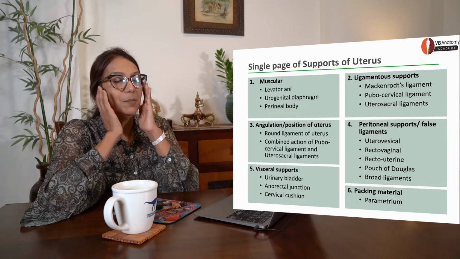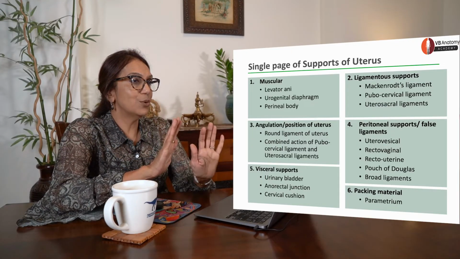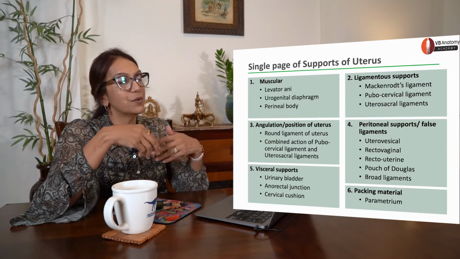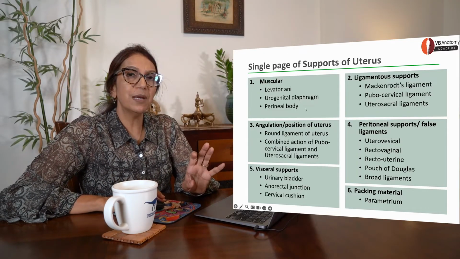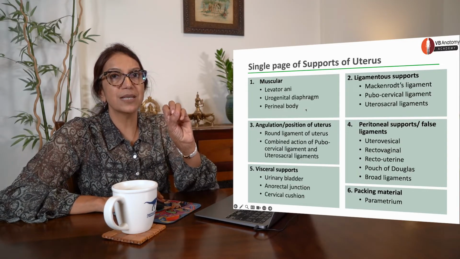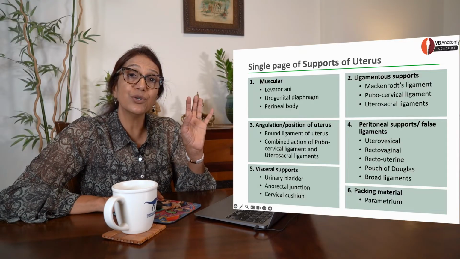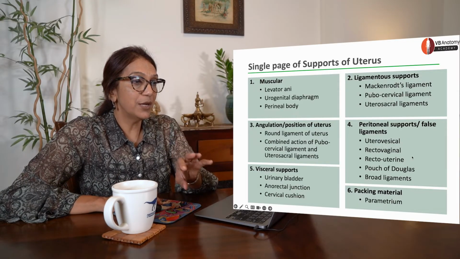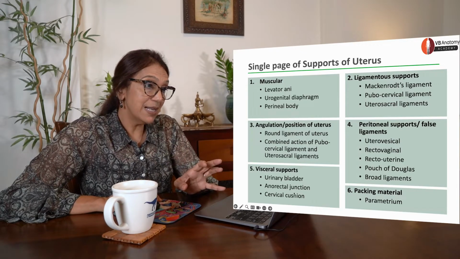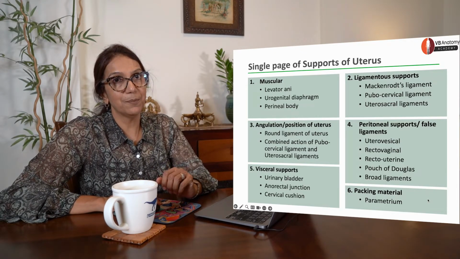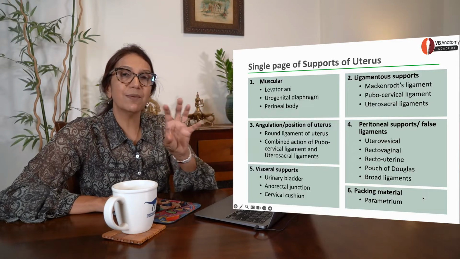With this basic in place in our brain, let's look at a single page of supports of the uterus. Feel free to take a screenshot of this. So supports can be divided into muscular supports, ligamentous supports, angulation or position supports, peritoneal supports of false ligaments, which is very minimal, visceral supports, and packing material. Right? So let's do these one at a time.